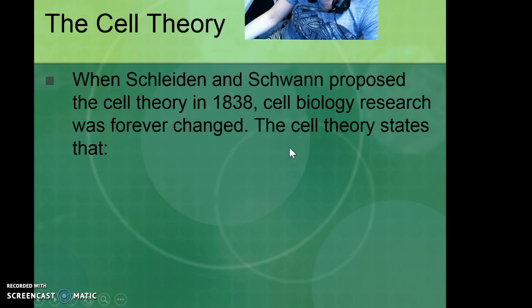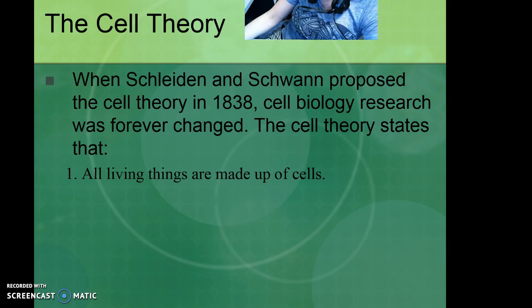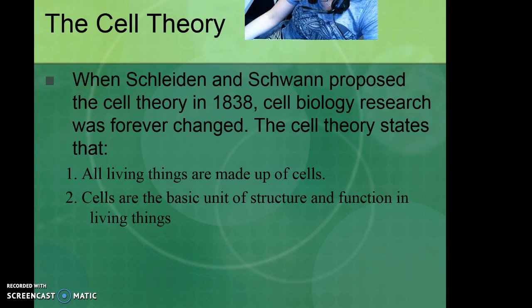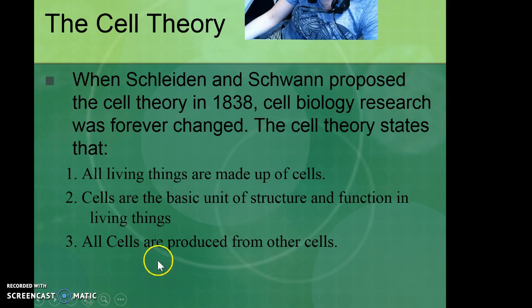So following this, we get the cell theory, and I'm sorry about keep dragging my picture out of the way, but this is Schleiden and Schwann, and they proposed that all living things are made of cells, that the cell is the basic unit of life, and that cells produce other cells. So that's where cells come from, through cell reproduction.